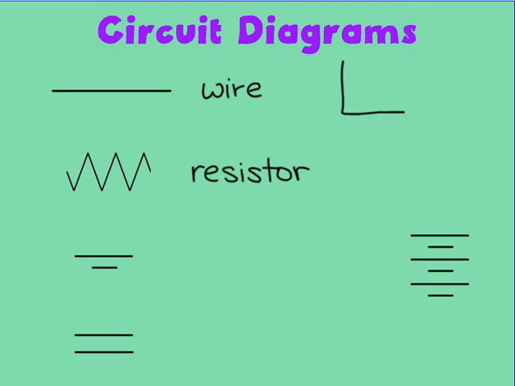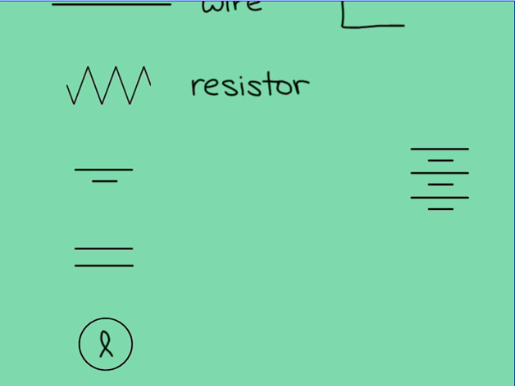The next symbol, which contains two parallel lines, one that's long and one that's short, is the symbol for a battery. The long line always represents the positive side of a battery, and the short line is the negative side. A hint to remember this is that the long line is the bigger electric potential, and the short line is the smaller, or lower, electric potential.